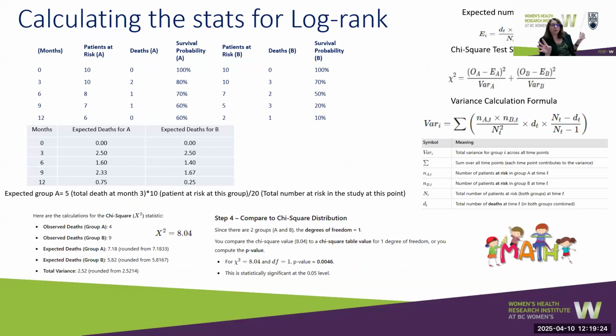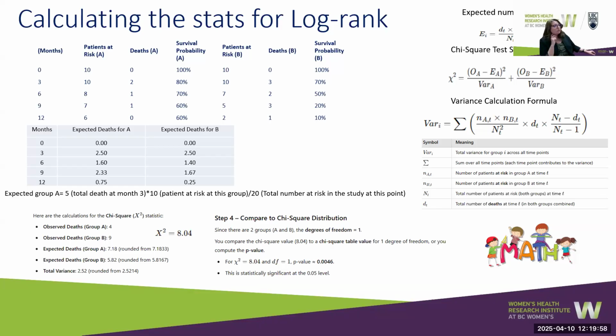So this is a different example. I created this example, it's fake data, but I did it on purpose to show you how different plots with different numbers of events can give you a significant or not significant result. So the significance for the log rank test is very sensitive to your total sample, but it's also very sensitive to the number of events.